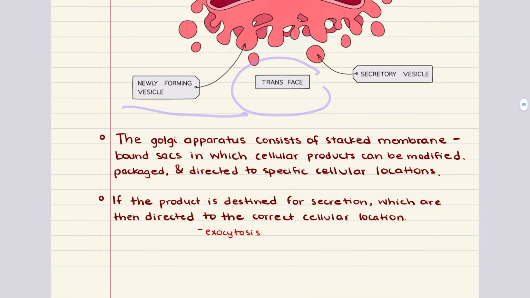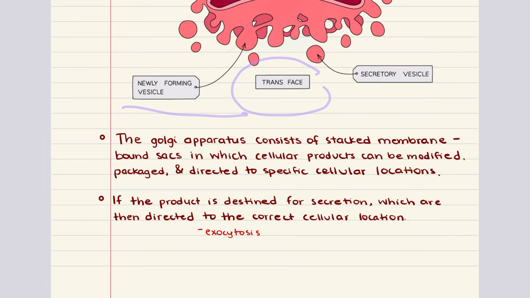Inside the Golgi, proteins and lipids can undergo various modifications. This includes glycosylation, where carbohydrate groups are added to proteins, as well as things like phosphorylation and sulfation, which can affect how the molecules function and where they're targeted.